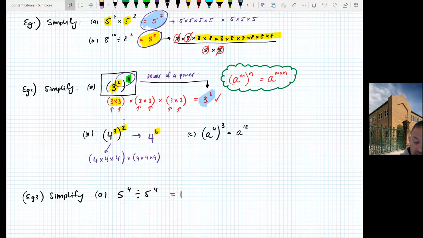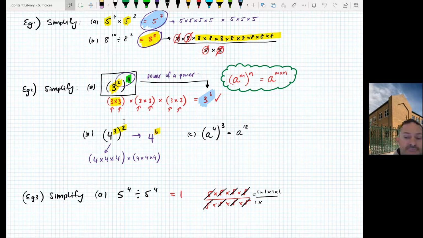Now, we could demonstrate that, of course, by saying 5 times 5 times 5 times 5 all over 5 times 5 times 5 times 5, and they all simplify. Okay, 5 divided by 5 is 1, 5 divided by 5 is 1, 5 divided by 5 is 1, and 5 divided by 5 is 1. Remembering, though, what we're actually left with is this. That's why I like to say that word simplify, not cancel. Because some people will say, there's none left, so it's 0. And that will be incorrect. Okay, we've just got 1 left.